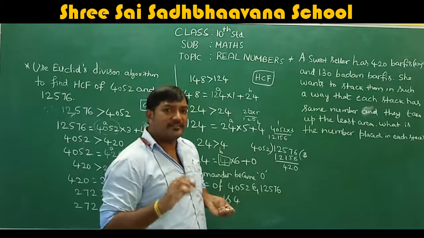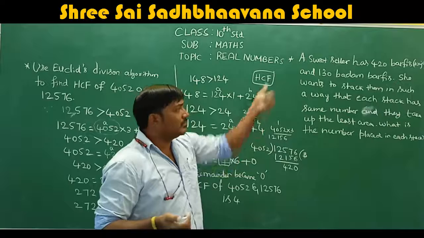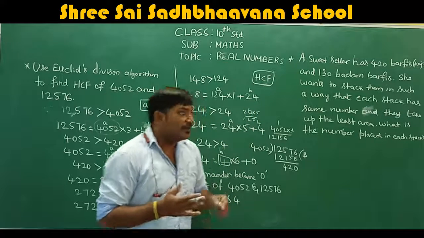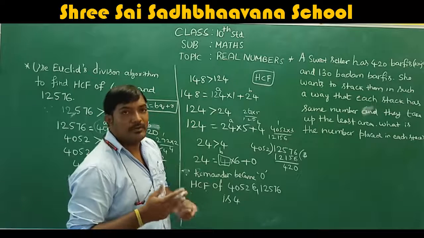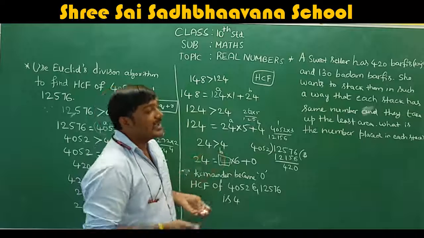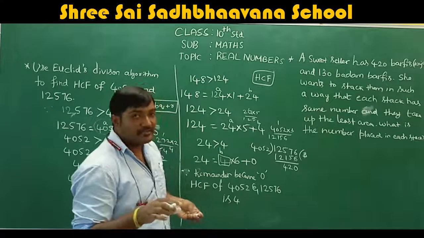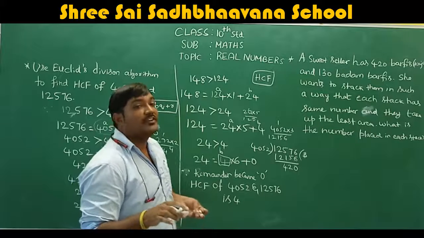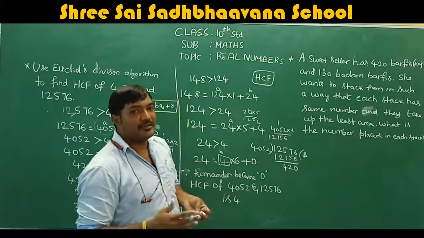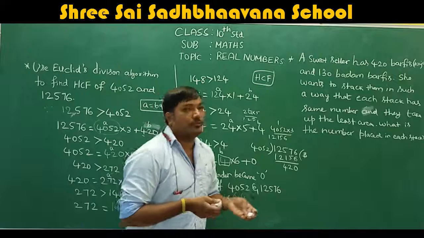Understood? The common factor is a factor that is there in both the numbers. That number is a factor of 420 and also of 130. The number is there in both. So if you take that many stacks to place the burpees, it will take less area. Correct? It will take less area. So that is the reason we will just take the HCF of both.